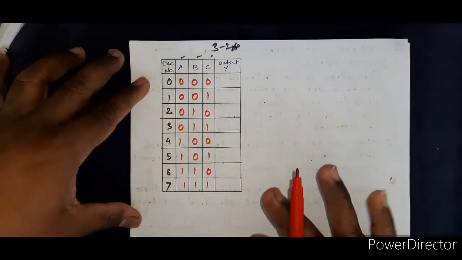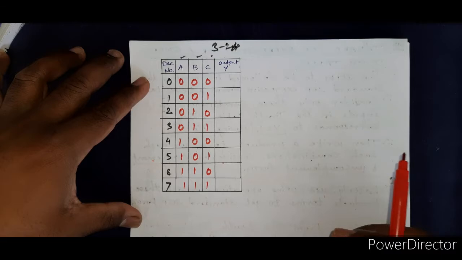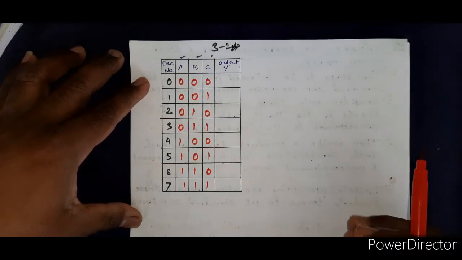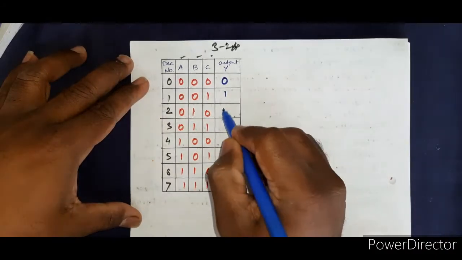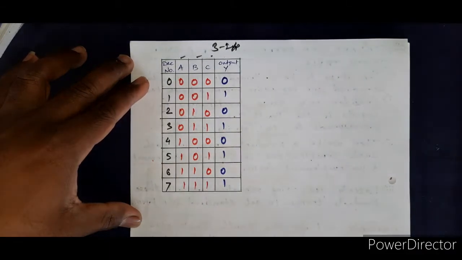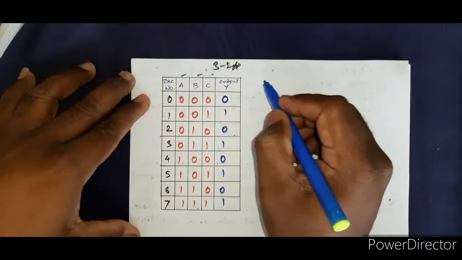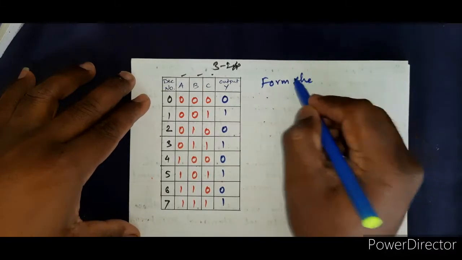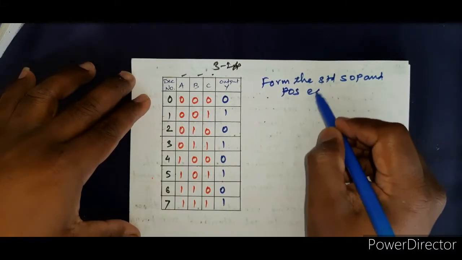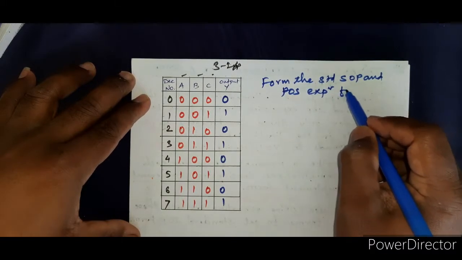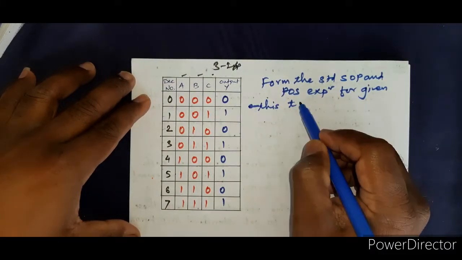Now consider that this truth table is the truth table of some arbitrary random circuit. This is the truth table of a circuit and for it we have to form the equation. And the output entries are 0 1 0 1 0 1 0 1. Now the question is: form the standard SOP and POS expression for this given truth table.